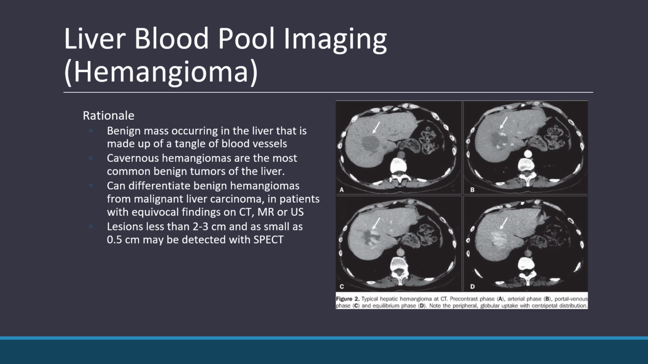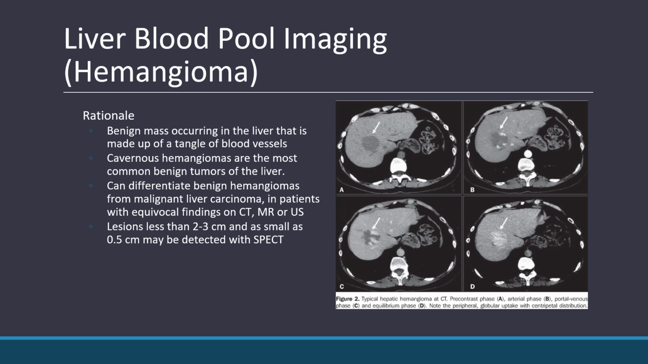I do want to point out that this study is sometimes just called hemangioma, but a hemangioma is a benign mass of blood vessels, and you can have them anywhere in your body. So sometimes it's more accurately referred to as a liver hemangioma study or liver blood pool imaging, and it all means the same thing. So the rationale is that the hemangioma is really a benign mass. When we're imaging it, it's a liver hemangioma. So it's occurring in the liver, and it's made up of just a tangle of blood vessels. Cavernous hemangiomas are the most common benign tumors of the liver.